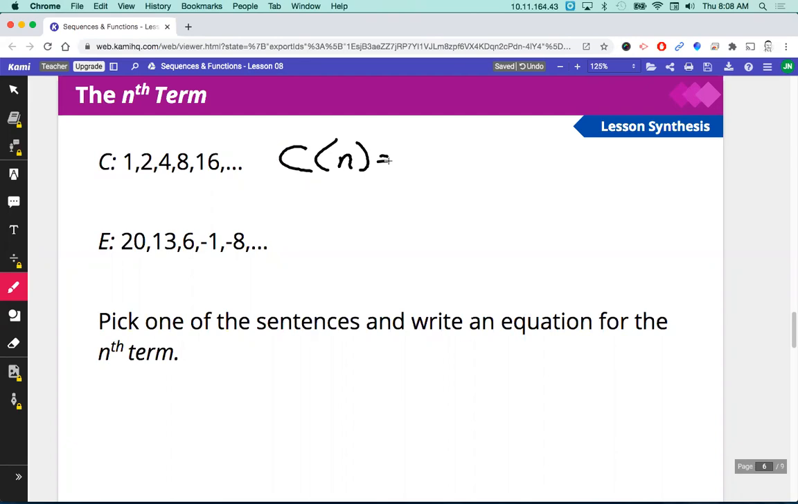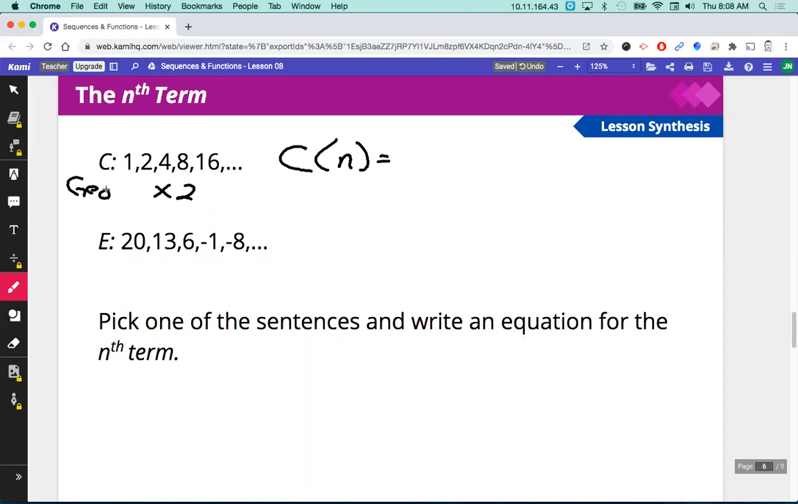From 1 to 2, and then 2 to 4, 4 to 8, 8 to 16. I'm not adding a consistent amount here, because I'm only adding 1 between the first 2 terms, then I'm adding 2, then 4, and then 8. What am I multiplying? Let's see if it's a consistent multiplier. 1 times 2 is 2, 2 times 2 is 4. Yeah, this is going to be geometric, because we're multiplying by 2 each time.